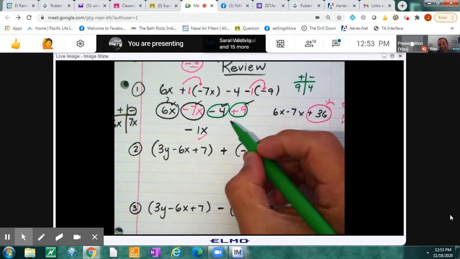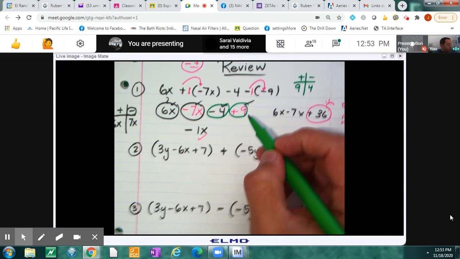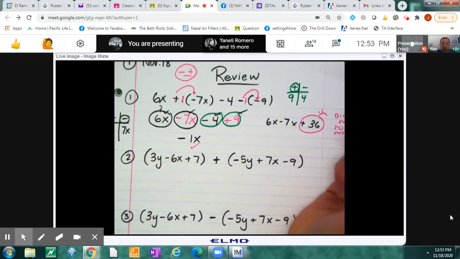I mean, the question? Negative 4 plus 9. 5? Yeah. See it, and if you do my T chart, you're going to circle the positive or negative.